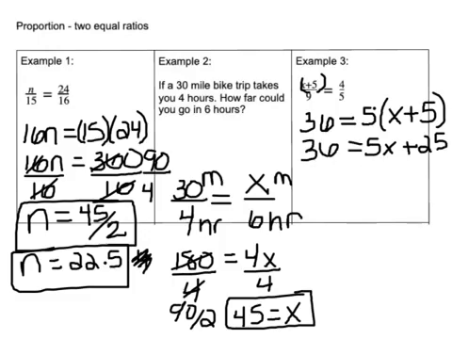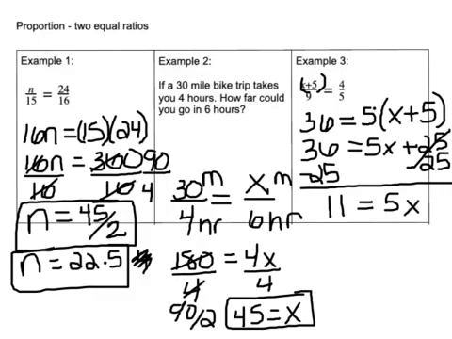And that equals 36. Now I can subtract 25 from both sides. 36 minus 25 is 11. That equals 5x. I can divide by 5 on both sides, so my x equals 11 over 5.